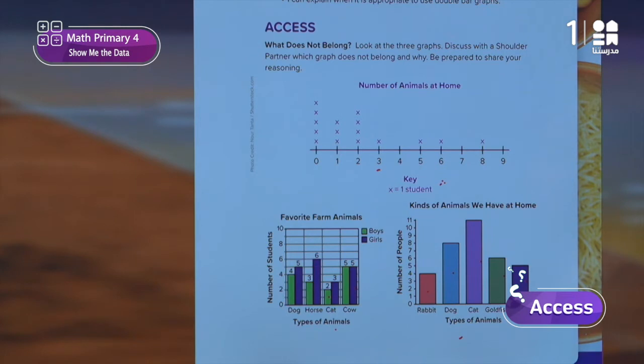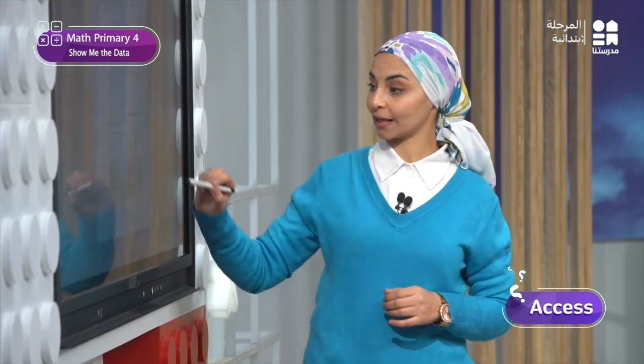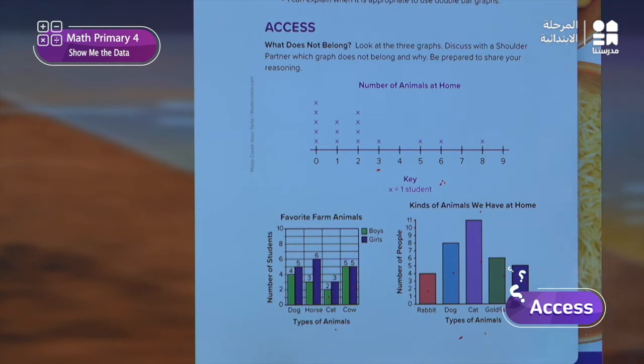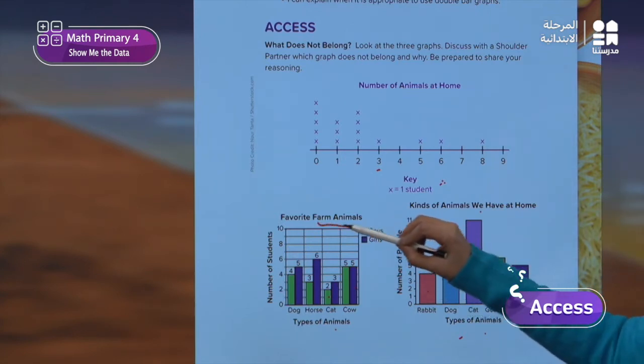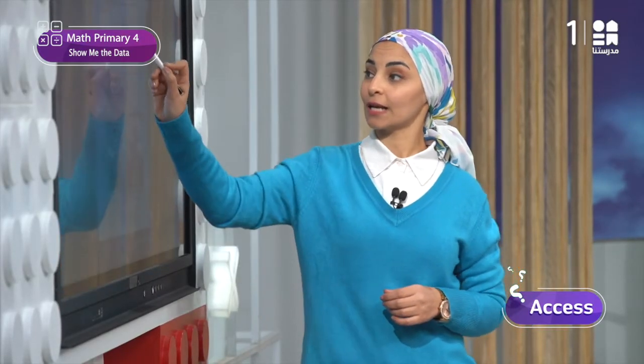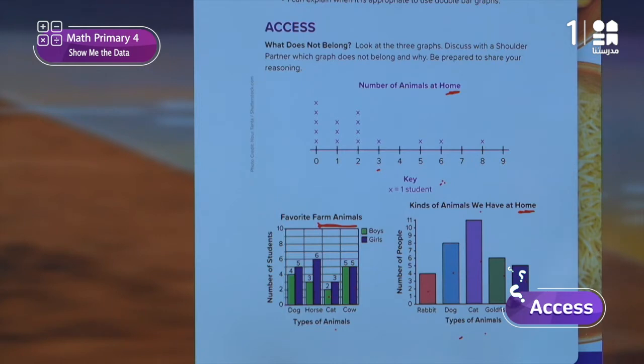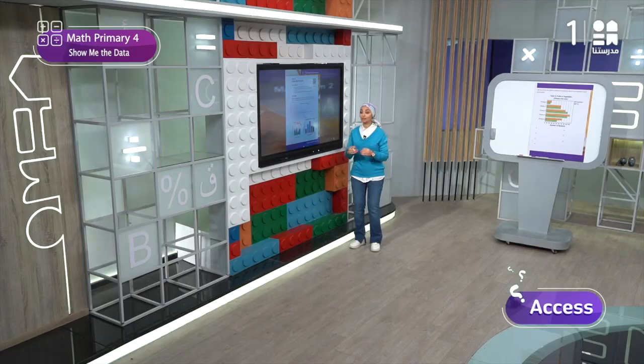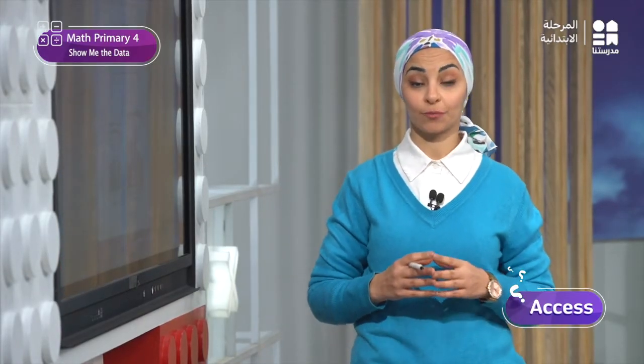طيب ممكن حد تاني يقول لي إن الجراف with double bar اللي هو ده is different. Why? Because it is about farm animals. بيتكلم عن الفارم animals. Okay? This one. Okay? طيب والاثنين التانيين الجرافز الاثنين التانيين بيتكلموا عن الانيمالز اللي في الهوم. All the answers على فكرة are right. كمان ممكن تلاقوا find other differences from the information you studied before.